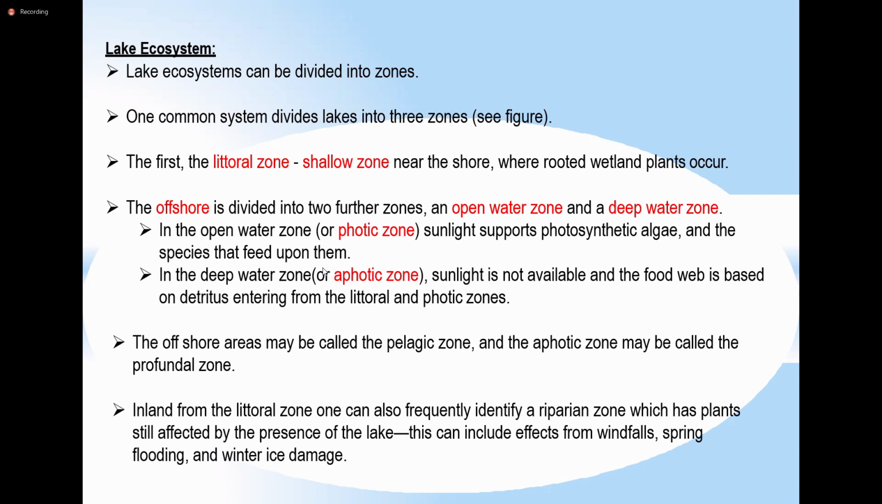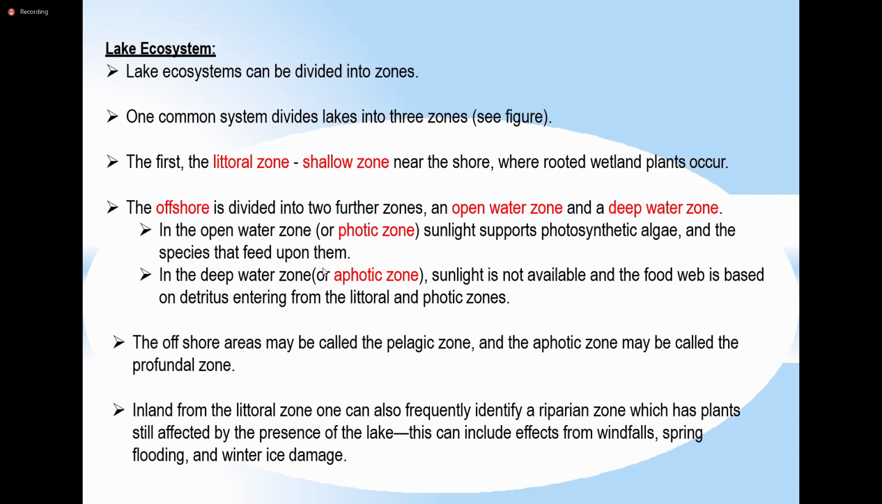The lake ecosystem can be divided into zones. One common system divides lakes into 3 zones. The first is the littoral zone, that is the shallow zone near the shore, where rooted wetland plants occur. The offshore zone is divided into 2 further zones, an open water zone and a deep water zone.